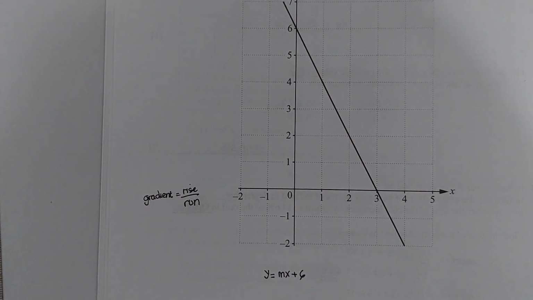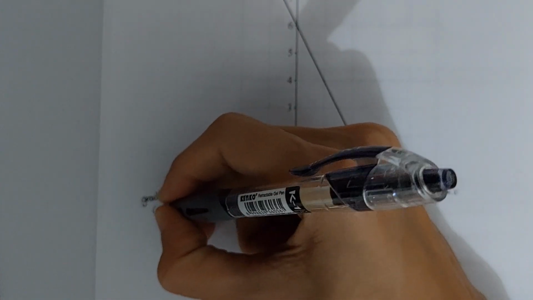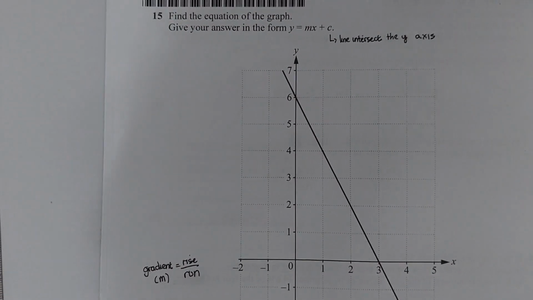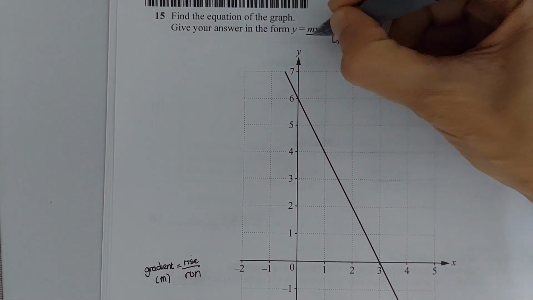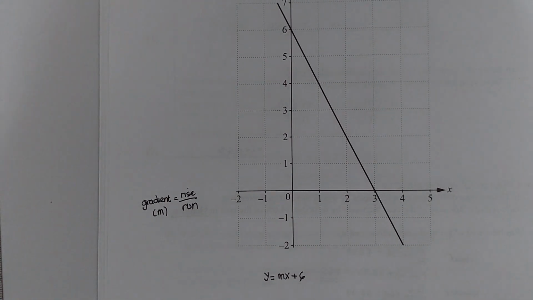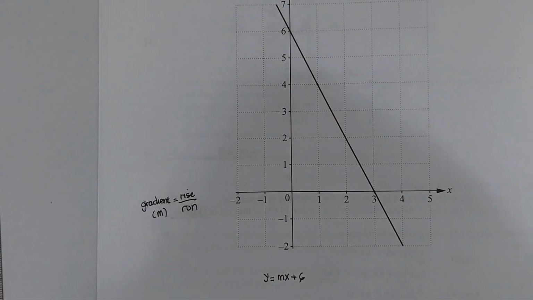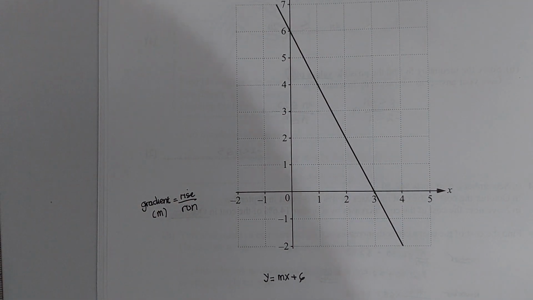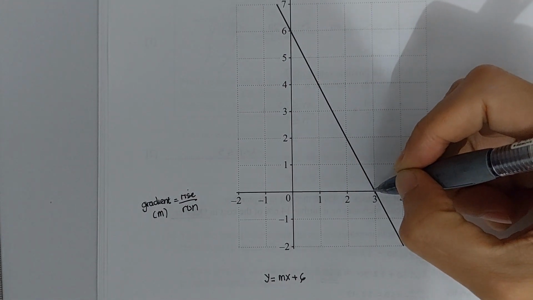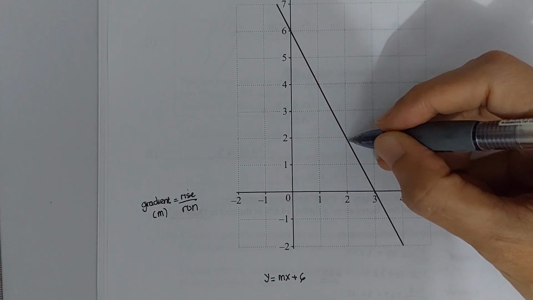Now, how to find the gradient? The gradient here is also called m. You notice here the m is actually the gradient. Now, how to figure out the gradient of this? Well, using calculation you might get the gradient, but you can also find it by looking at the graph. Look here. This line will pass lots of points. This point, this point, this point, this point, this point, this point, this point.